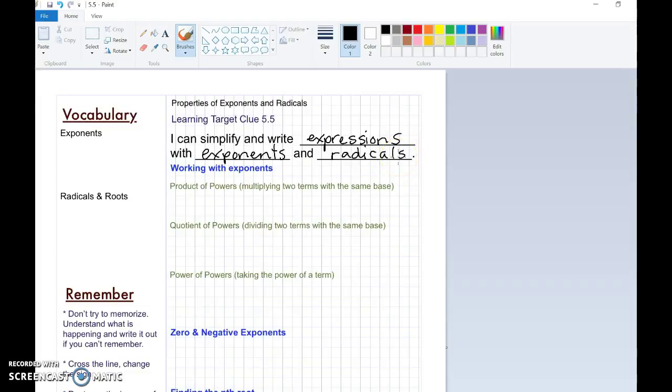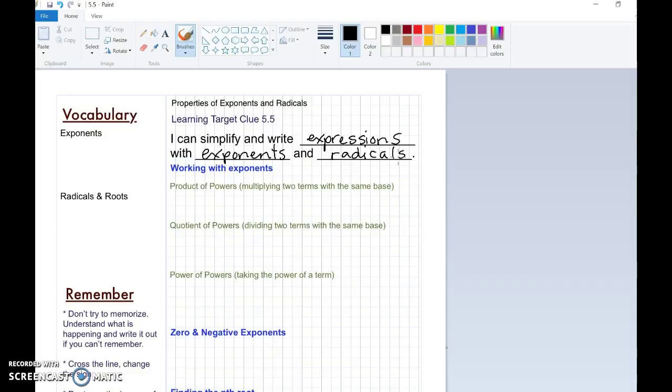So that means if I have an expression that has an exponent or a number of exponents or has radicals, then I can simplify it. I might not be able to solve it, but I can certainly simplify it. I'll show you what I mean as we go through this lesson. Now, let's get started and do a quick review of some of this terminology.